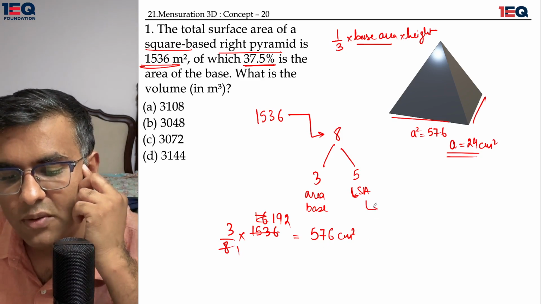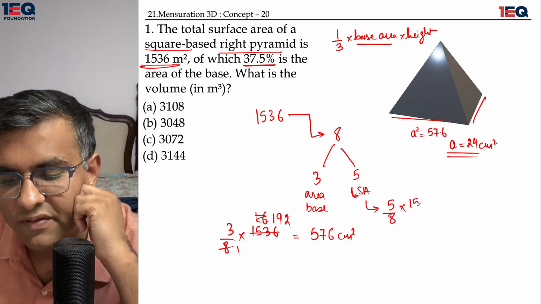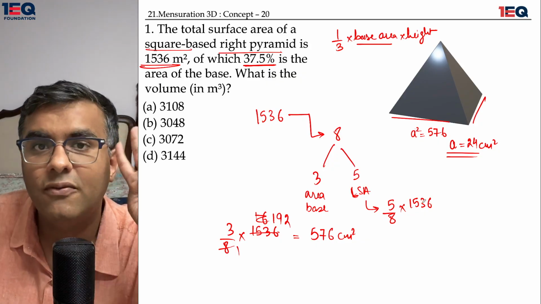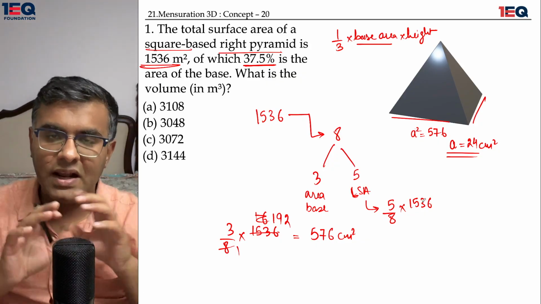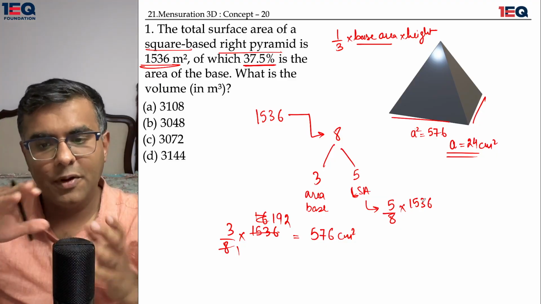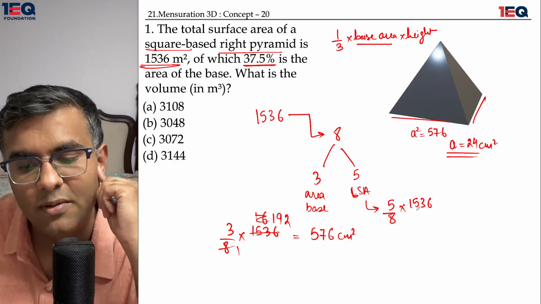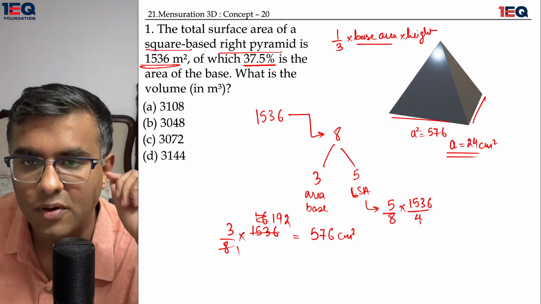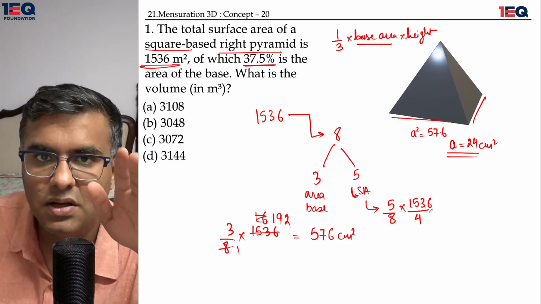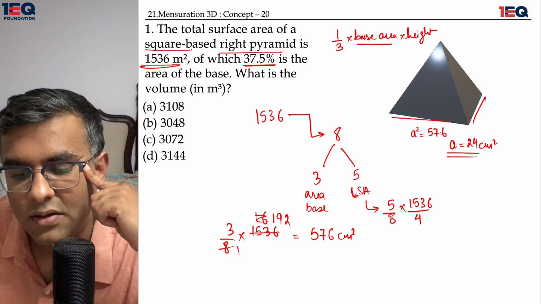If I wish to find out the LSA now, I can say that 5 by 8 into 1536 would be the LSA, but that LSA would be of 4 faces, because a square has 4 sides and each side would have a triangular face coming up. So 5 by 8 multiplied by 1536 whole divided by 4 would give you the area of one of the faces.